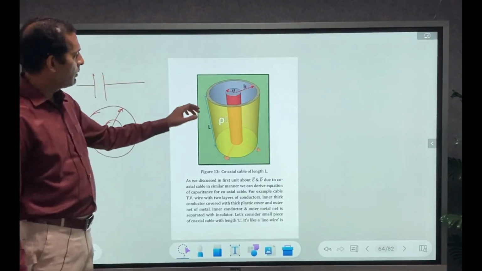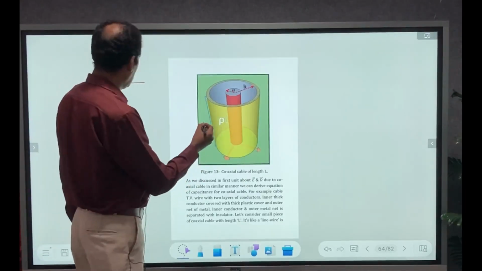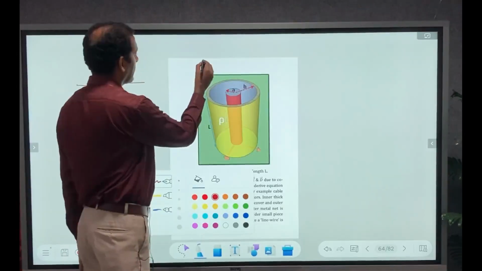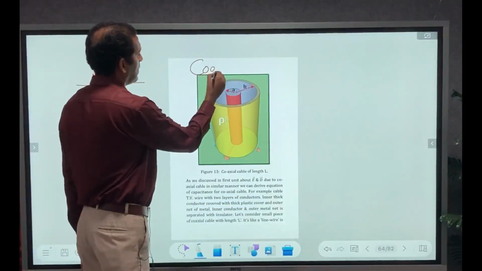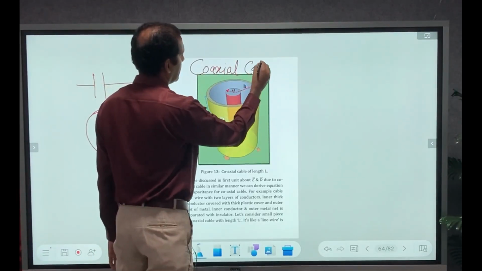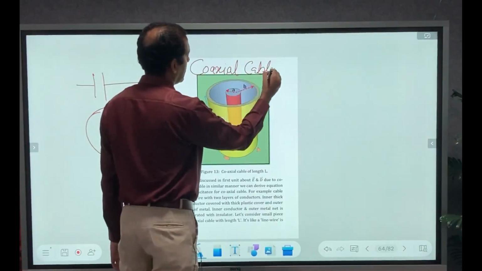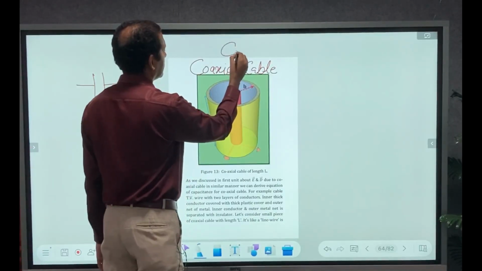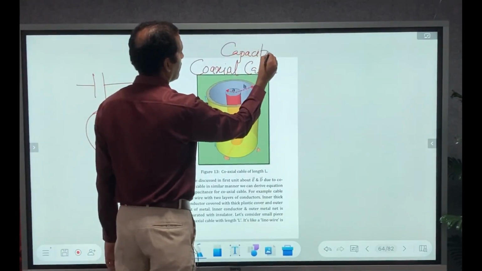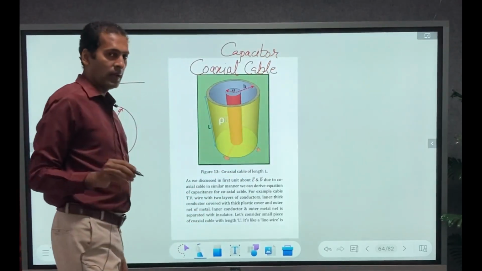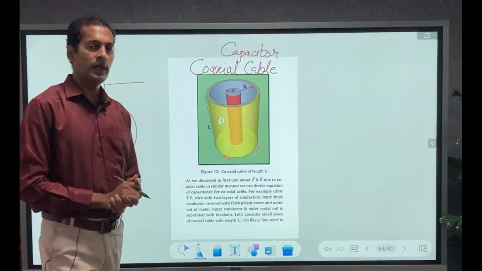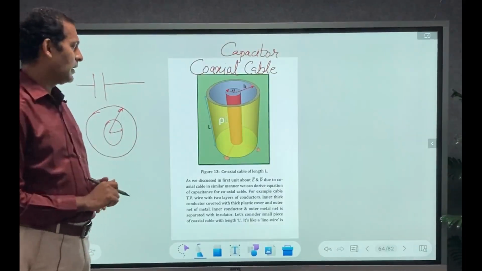Now today we will discuss the coaxial cable capacitor. So this is also one type of capacitor. Whenever there are two different plates of charges separated by some dielectric, that is nothing but a capacitor.